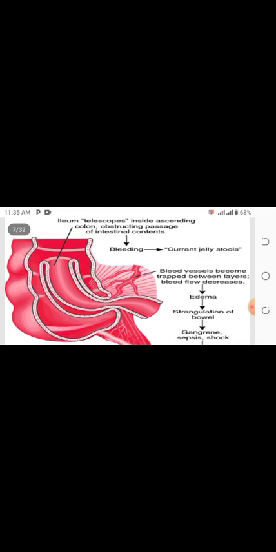This is a drawing showing part of the ileum telescoping into the cecum. When we have intussusception, blood vessels become trapped between layers, and blood flow will be decreased, leading to edema, strangulation of the bowel, and could result in gangrene, sepsis, and shock. All these happen if we don't intervene as quickly as possible.